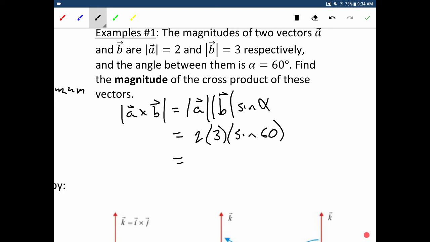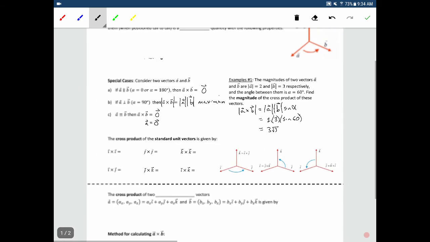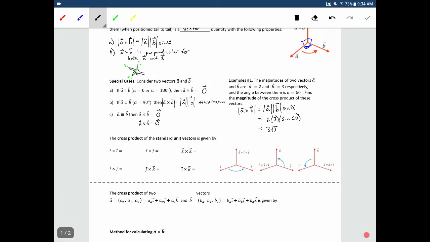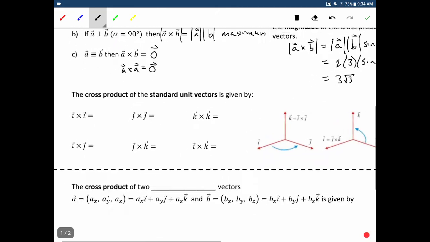And so that's just going to equal 3 root 3. Okay? 3 root 3. Because of course this is root 3 over 2. 2's cancel, and we're just left with 3 root 3. Okay? There we go. So let's look at the unit vectors here.